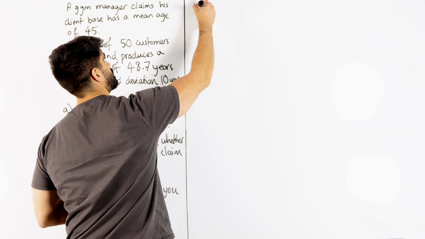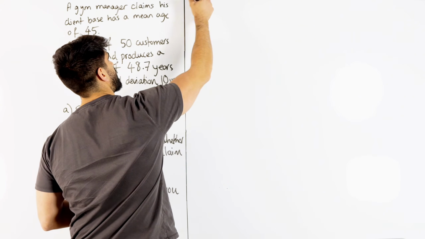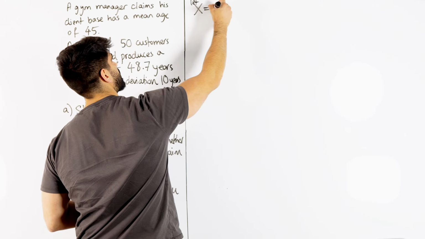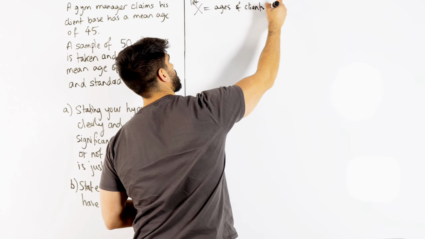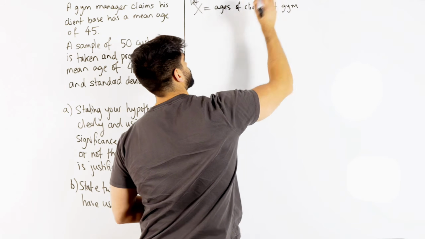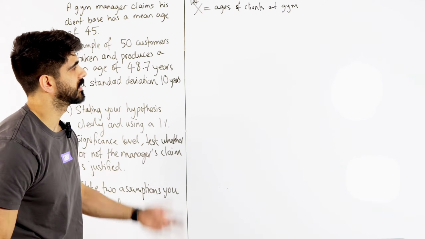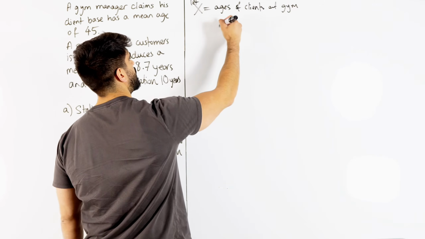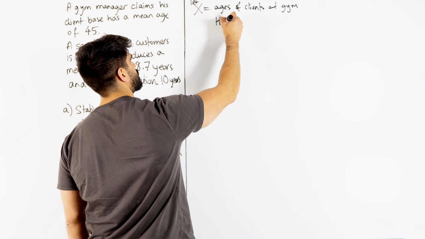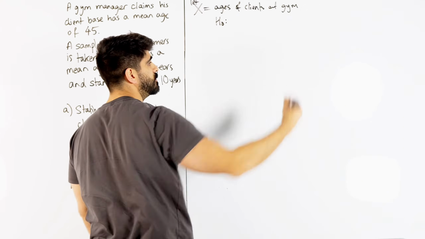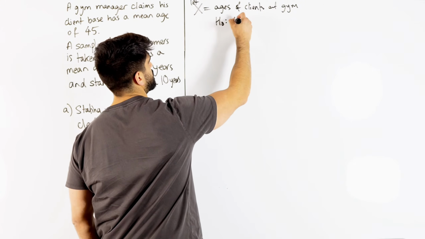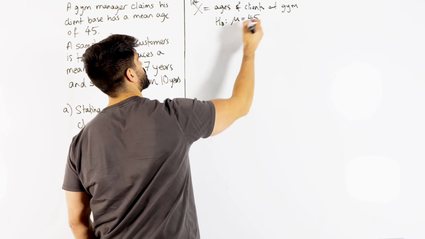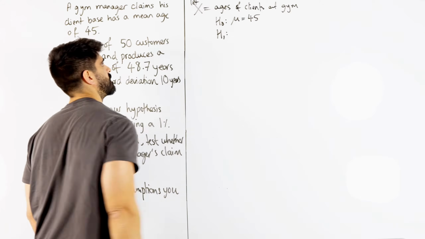Okay, so the first thing we have to do is define our distribution. So let X equal ages of clients at gym. Now, what are we claiming? Well, the manager is claiming, so the assumed hypothesis, what we're assuming to be true, is that the mean is 45. But what's the alternative hypothesis?